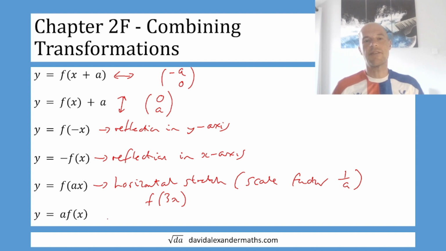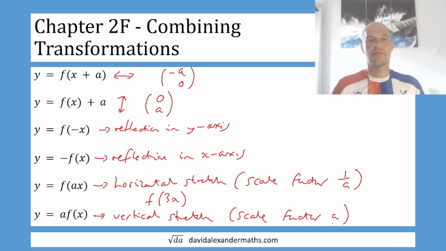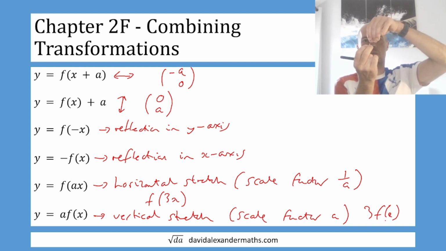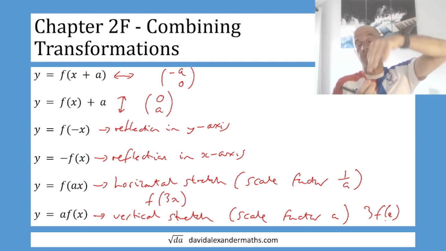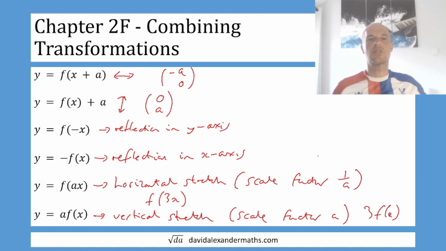Now, if y equals a f of x, this is quite easy. This is just a vertical stretch, and the scale factor is literally a. So if it was 3 f of x, then whatever the graph is, we're just stretching it, making it 3 times as tall. Nice and easy. So I'd say the ones to watch out for are definitely y equals f of ax. That can be a little bit confusing, and sometimes people get the f of x plus a wrong. Remember, plus a means going to the left, and minus a would mean going to the right.